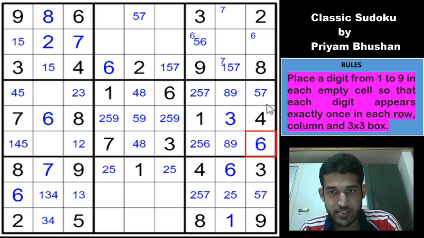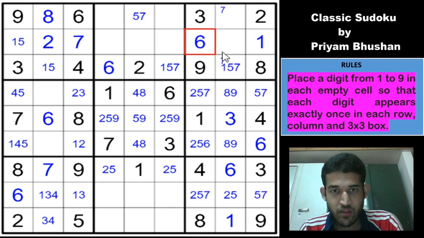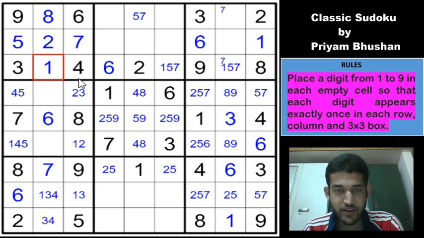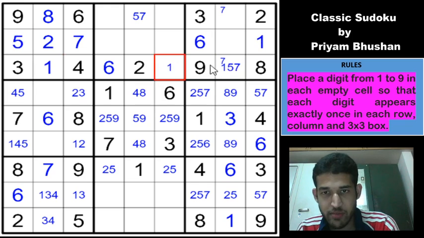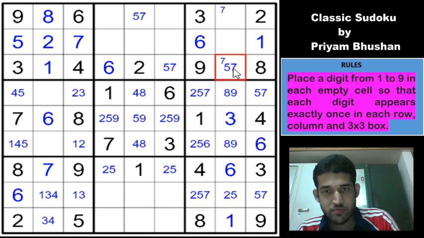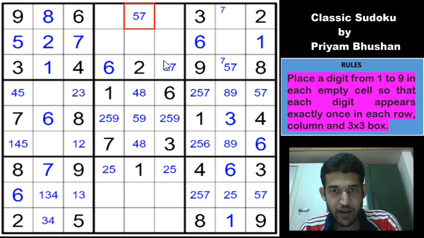So this will be a 6, and this has to be a 1. The only cell left for the 1 in that column. So which means you can get the 6 here now. And this one gives us a 5 here and a 1 here. Beautiful. So this will be a 5, 7 pair, right? So we have a 5, 7 pair here.